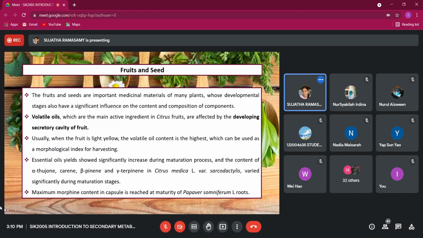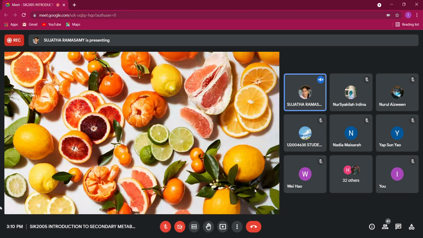Okay. And another example of fruits and seed is on the capsule of Papaver somniferum. Papaver somniferum is the opium plant, okay, poppy. When they found this, but this is in the roots, they found the morphine content in the capsule. Capsule tu dia punya flower bud lah, is higher, okay, during maturity. So this showing you the citrus fruits, or the family is Rutaceae. Mainly, they have this aromatic smell because of the essential oil.